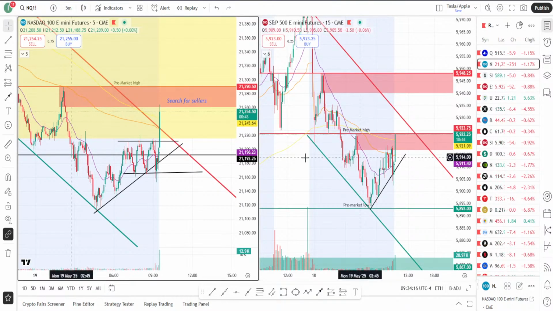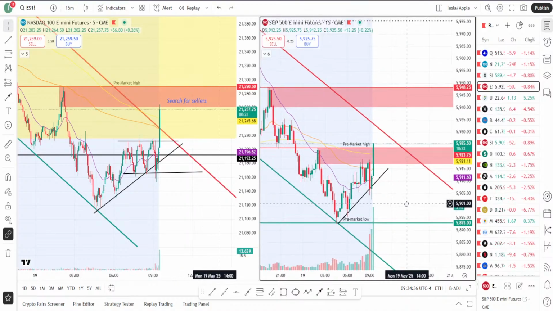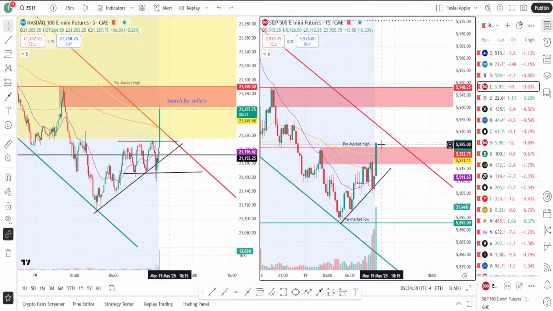Pushing again. Be very careful here. Why are the Q's down? Oh, I'm watching. It's because, oh, damn. ES is still strong. Look at the bottom on ES.